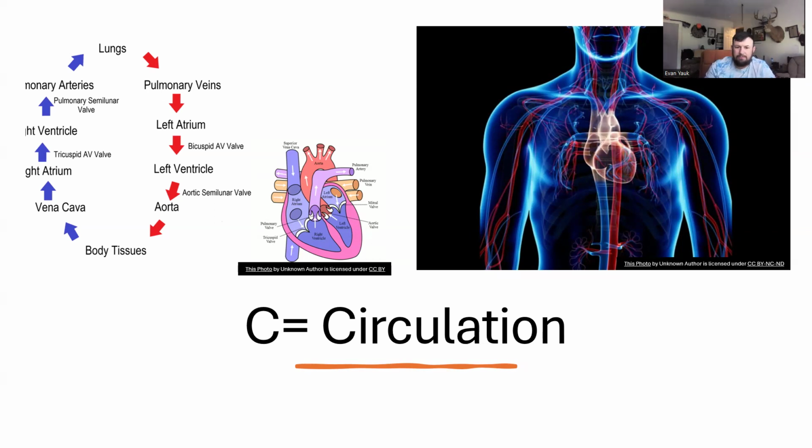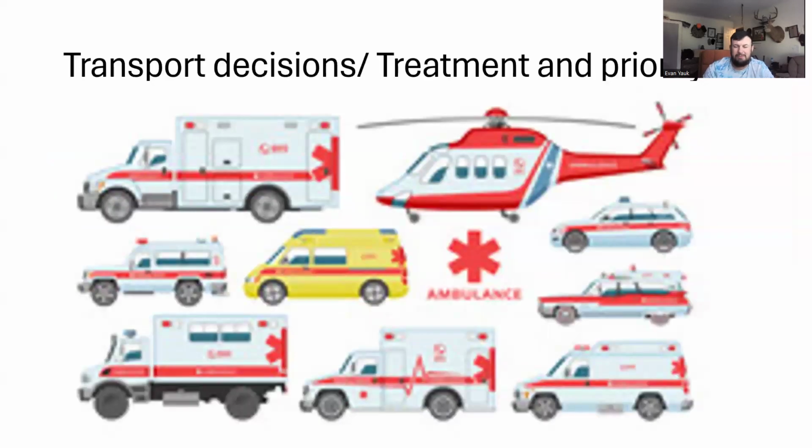With that being said, they all tie together. We have to breathe to get oxygen with an open airway so we can circulate oxygen through our system, right? So it's all tied together. And then it says something like disability.